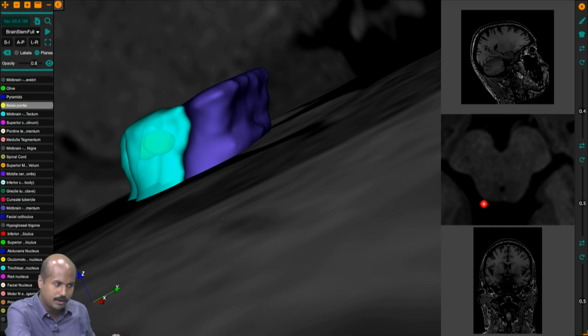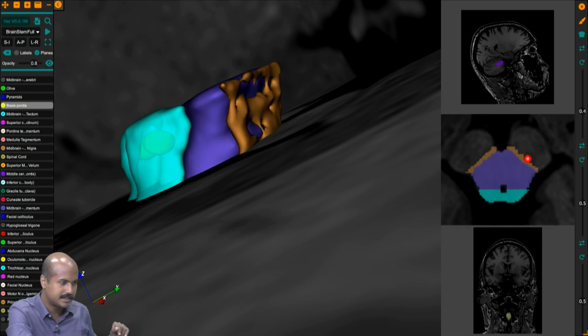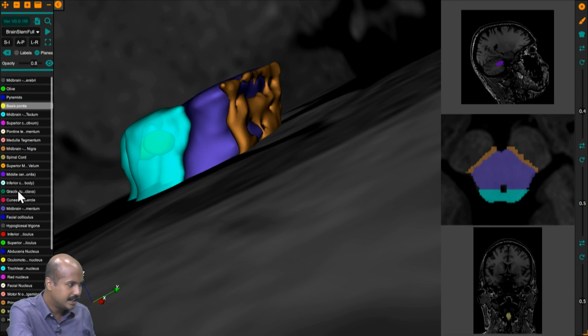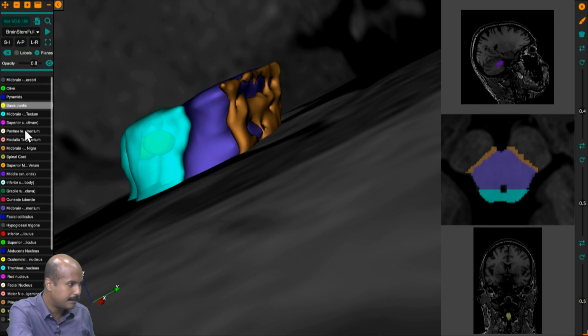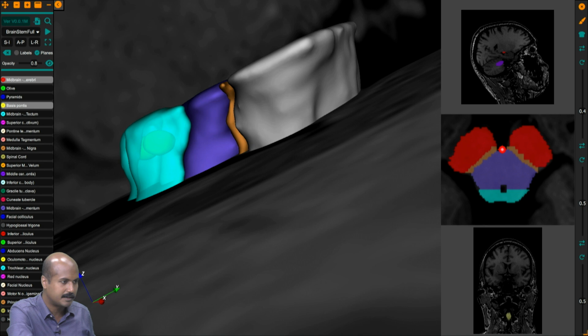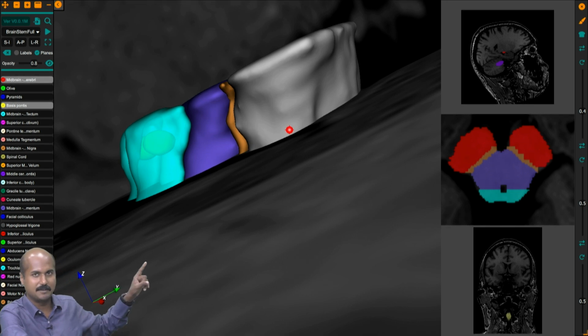Posteriorly, you can see the colliculi. That is the tectal plate. Anteriorly, you have the tegmentum. So I'm bringing back the colors here, and you can correlate that. Now in front of that you can see the substantia nigra. I'll just bring back the substantia nigra over here. That is the substantia nigra, and in front of that you will have the midbrain crus cerebri. Let me bring back the crus cerebri over here. Yeah, this is the midbrain crus cerebri.